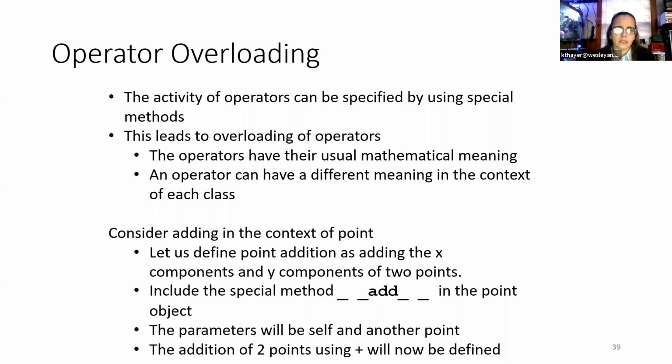So what happens is that we have these special functions like __add__, double underscore add double underscore, that's going to configure what happens when you use the plus for that particular class.